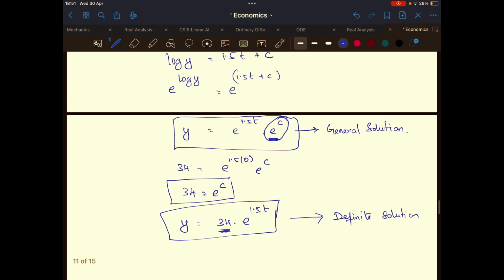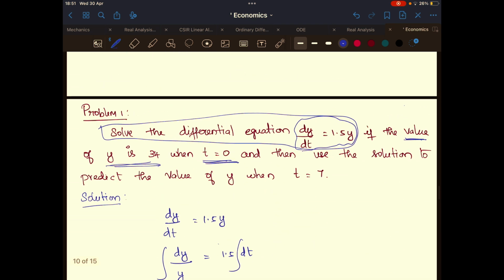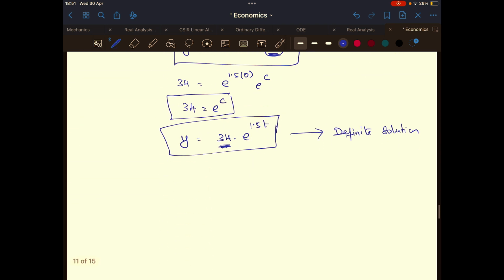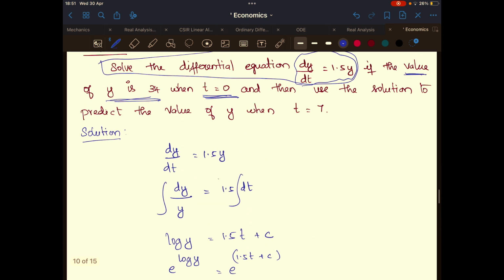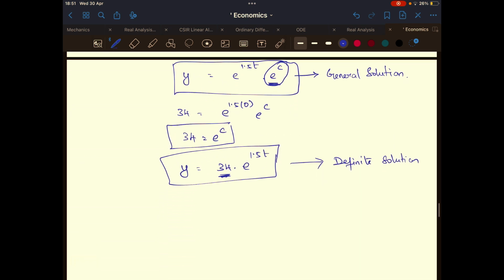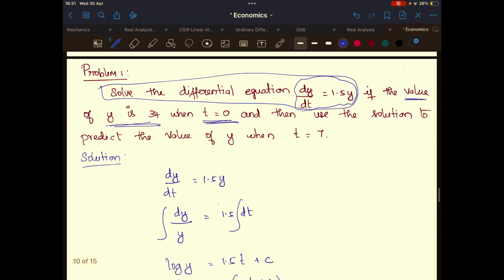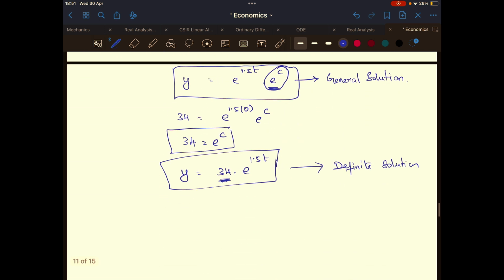The question is not yet over. Predict the value of y when t equals 7. So what they are asking is, what is the value of y when t equals 7? Again you have to substitute the value 7 in the place of t. So y is equal to 34 into e power 7 into 1.5.